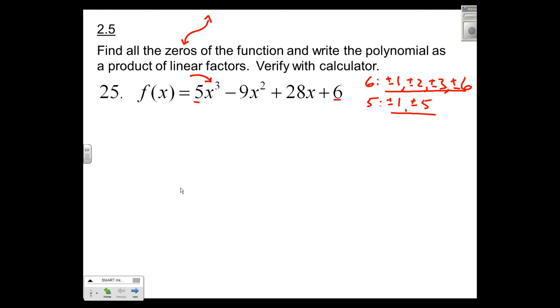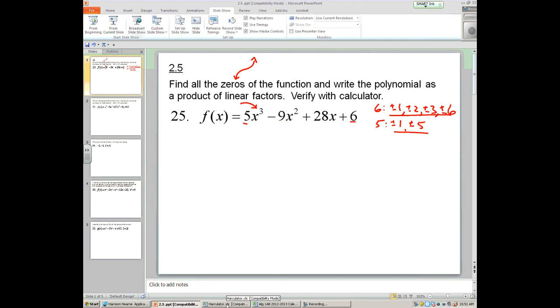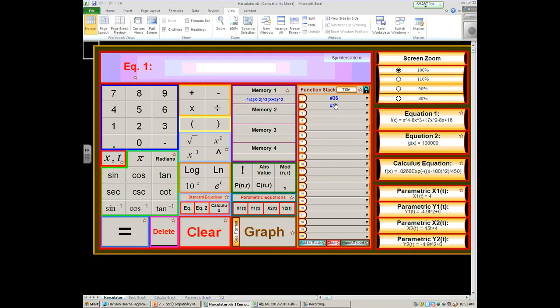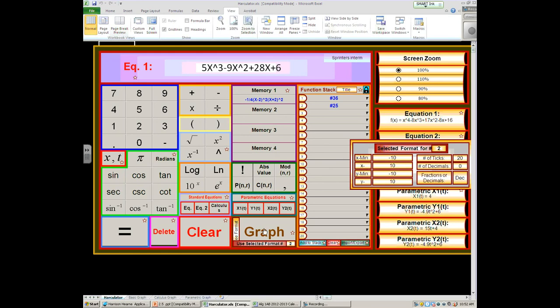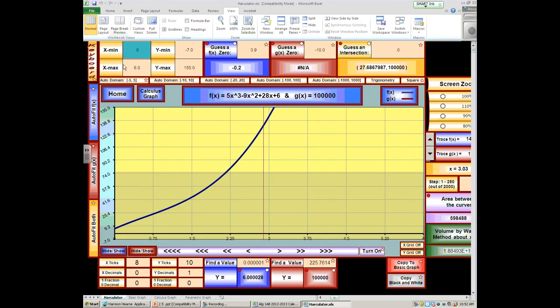Now, forgive me, I'm going to have to jump back and forth between programs. So I'm going to take number 25, keep those intact. I'm going to pull this program up, and I'm going to ask for it to give me that function, number 25. There's the function we're working with, and I'm going to go ahead and graph that, as you might be doing it on your graphing calculator at home. I'm going to do this as a Zoom standard.